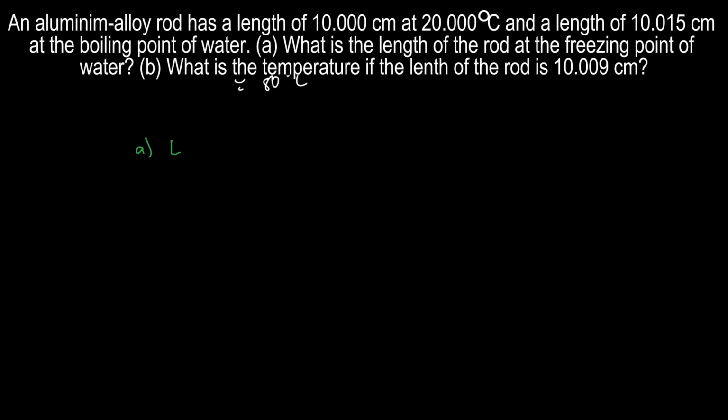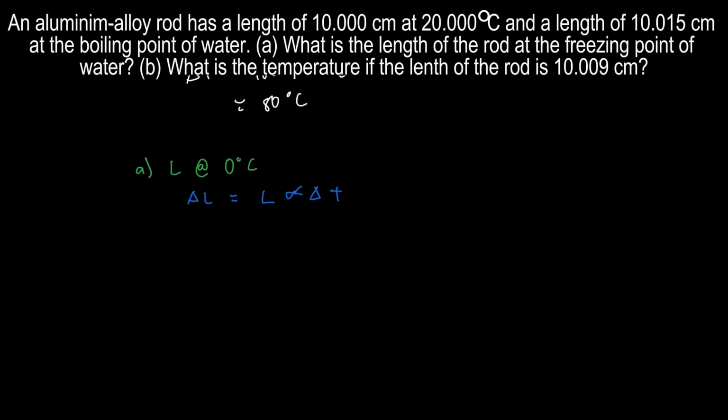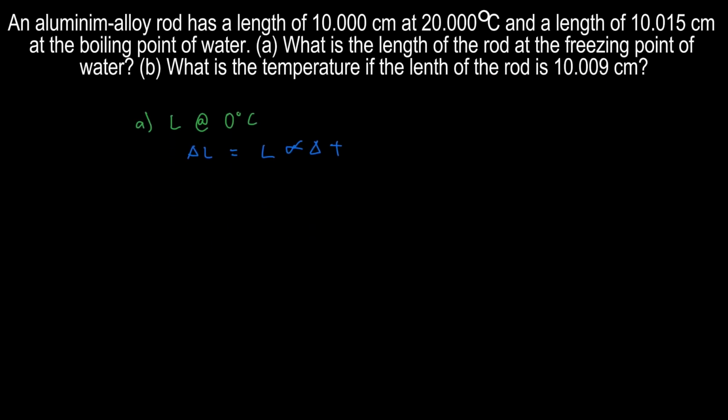L at 0 degrees Celsius. So the formula we're going to use is change in L is equal to L alpha change in T. We can notice here that we don't have the value for the alpha. So we're going to get the value first of the alpha. So by manipulating the formula, we're going to divide both sides by L and change in T.